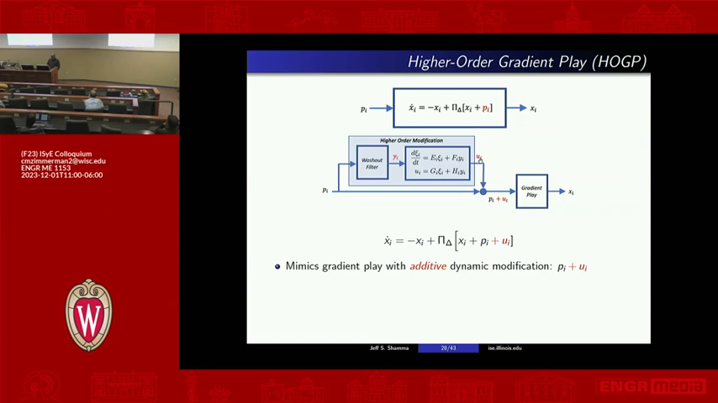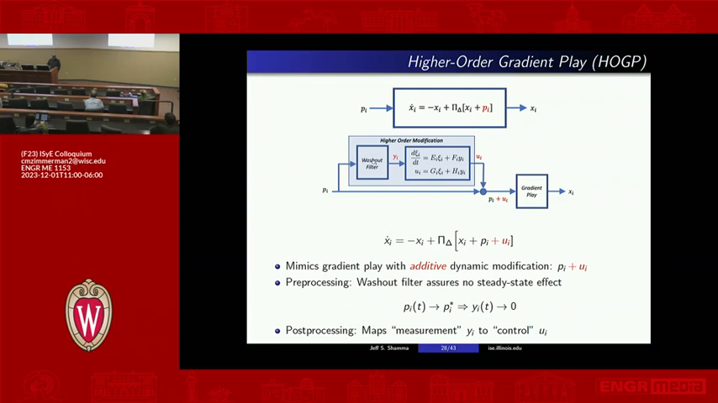So we're going to take what we've been receiving, process it, and add it to the original. So this is going to be the gradient. The upper path is the processed gradient. We're going to take the gradient and the processed gradient and pass that to gradient play. So it's an additive alteration to gradient play. And our processing has two parts. You can think of it as a pre-processing to make sure we don't cheat, and the post-processing, which is going to be the sophisticated things like anticipation.